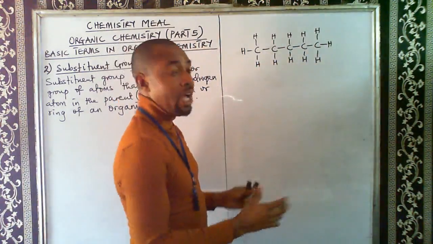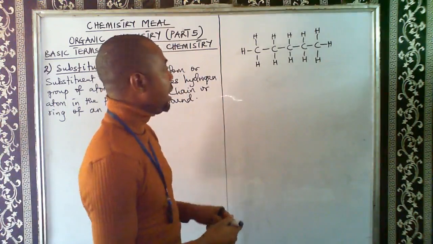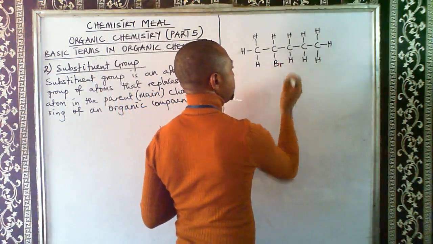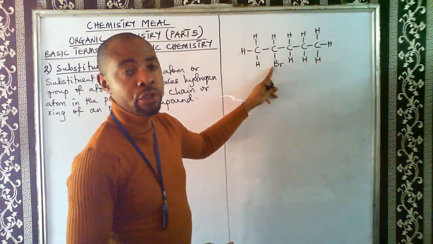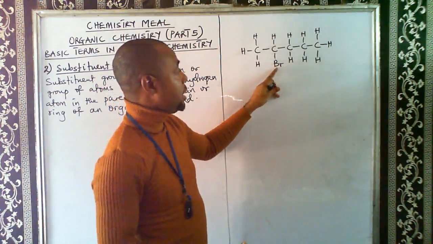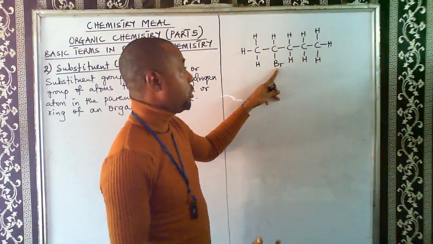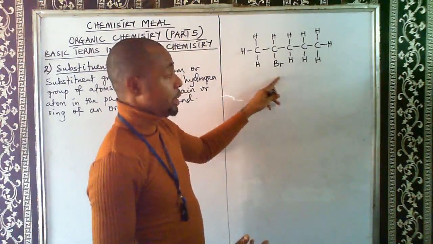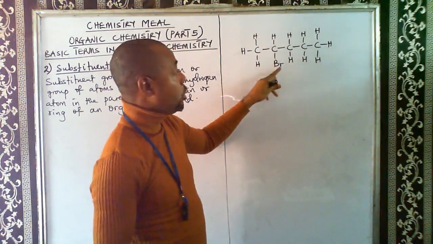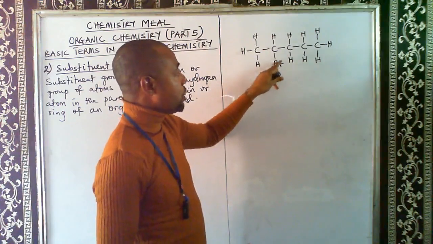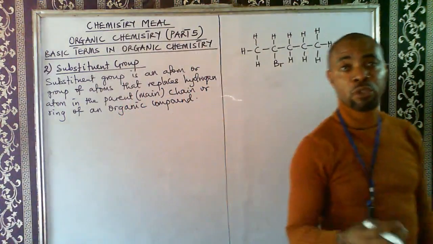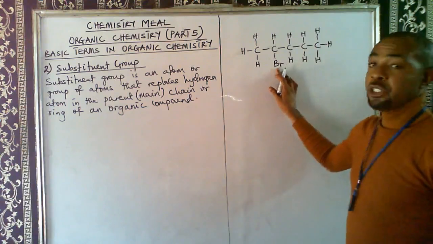Now, supposing I have another atom, let's say chlorine atom or bromine atom, this bromine, in place of hydrogen, we now attach another atom. In this case bromine, it can still be chlorine or any other atom, but not hydrogen now. This particular atom that is attached to the main chain, or that we have used to replace hydrogen, is known as what? Substituent group. This is just bromine.